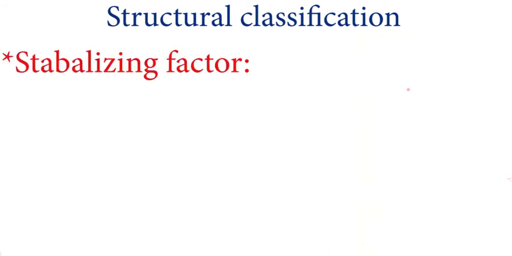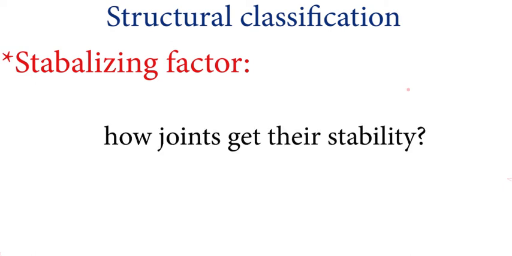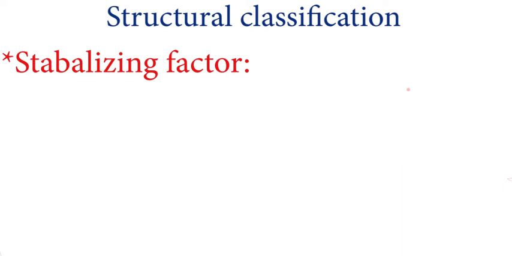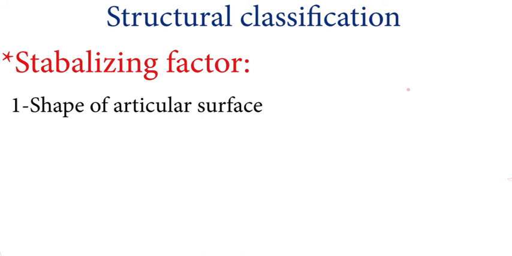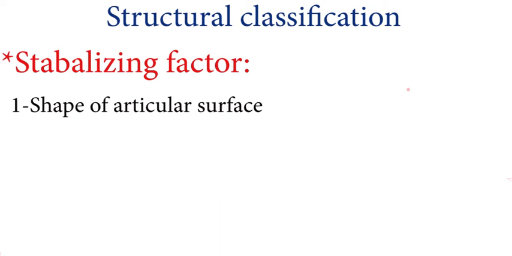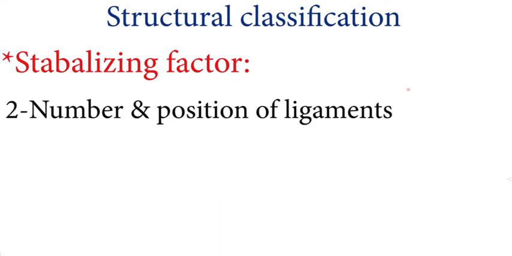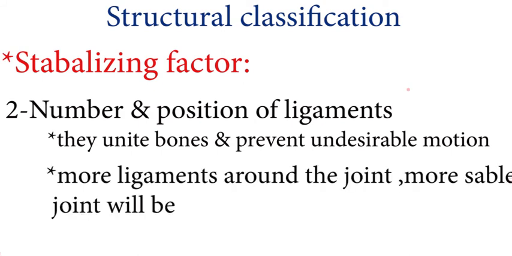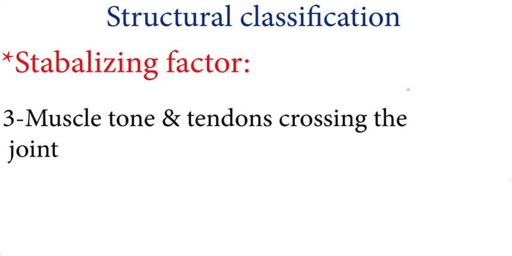Now we will learn about stabilizing factors of synovial joints, that is, how joints get their stability. Synovial joints have three factors of stability. The first one is the shape of articular surfaces. It determines what movements are possible. The other is the number and position of ligaments. They unite bones and prevent excessive or undesirable motions. The more ligaments around the joint, the more stable the joint will be. And the third one is muscle tone and tendons crossing the joints.